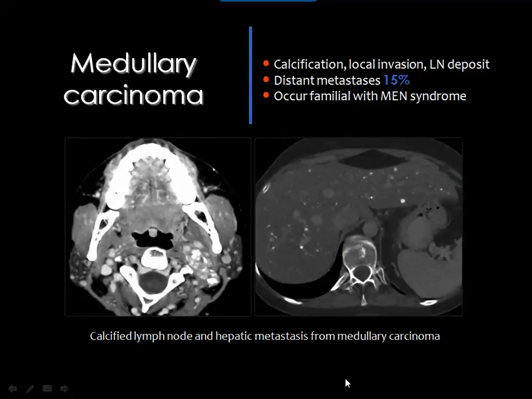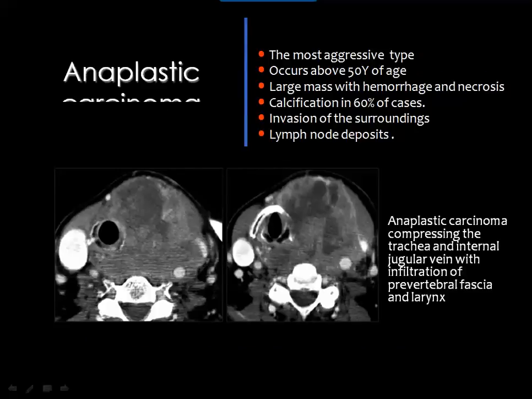Then the medullary thyroid carcinoma is the lesion which produces calcium, and the calcium will be seen in the metastatic nodes as well as in the metastatic deposits like here in the liver. So we do not consider the calcified nodes as of inflammatory origin, but we should remember that some of the calcified nodes may belong to malignancy.